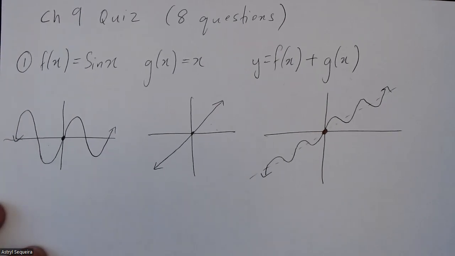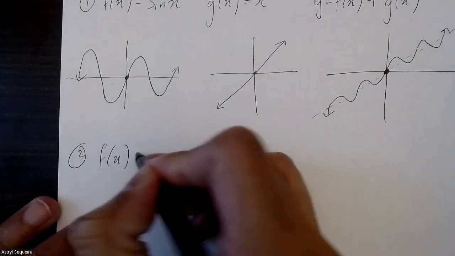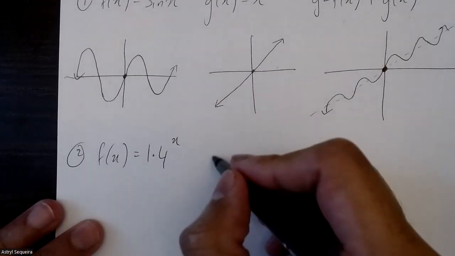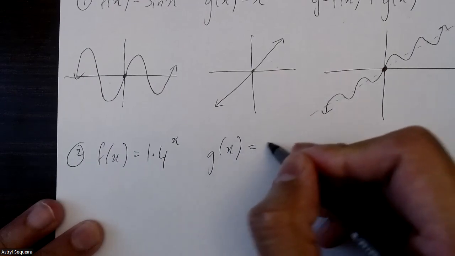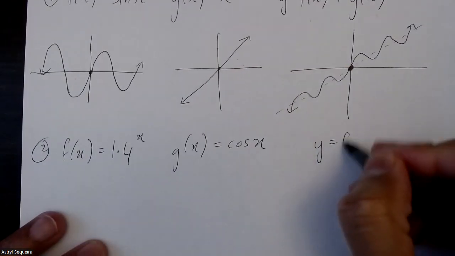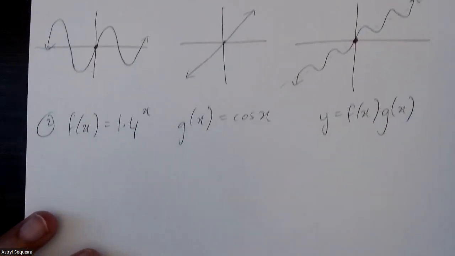Let's go to the second question. We have f of x equals 1.4 to the power of x. This is an exponential function, and g of x equals cos x. And we need to sketch the graph of f of x times g of x.